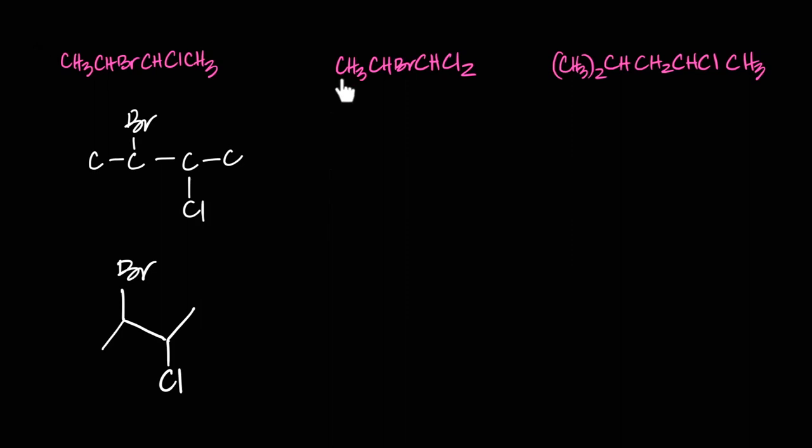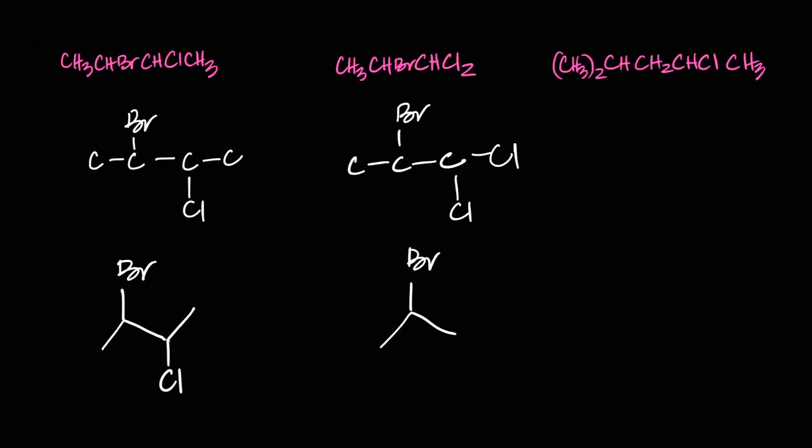Now, second one. I've got C, C, C, three Cs only. The second one has a Br, and the third one has two Cl's. So that would be 1, 2, 3. The second one has Br, and the third one has two Cl's. There you go. Very nice.